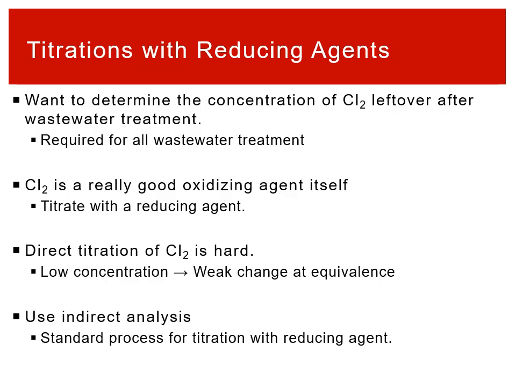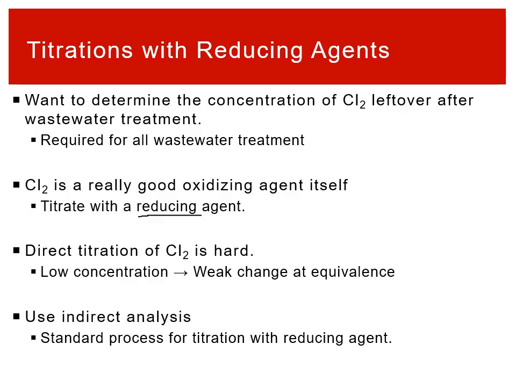So Cl2 is a pretty good oxidizing agent. It really wants to oxidize. So we're going to titrate it with a reducing agent. And whenever you see that you need to use a reducing agent, that's an indication you're going to need to use an indicator, because the oxidizing agents, the cerium and the manganese, have the color change. The burette will be a different color than your flask, and you'll be able to use that.